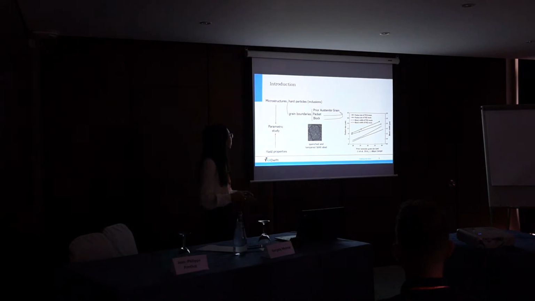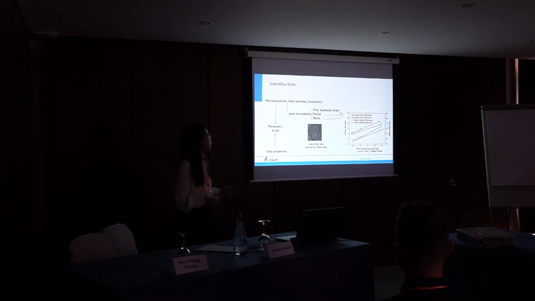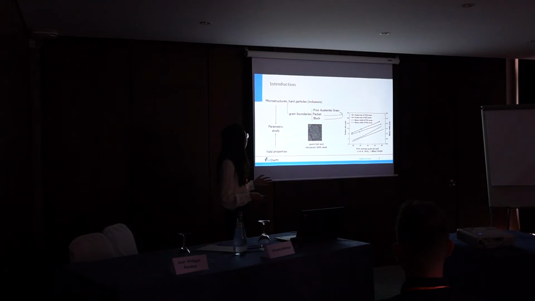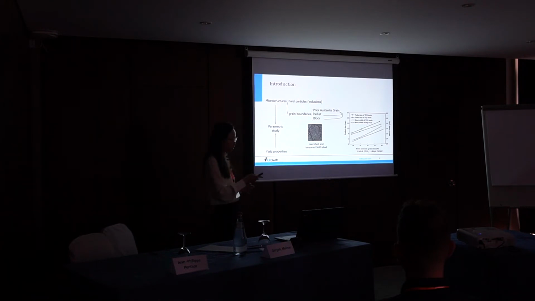There are also findings that the packet size and the block size are in a linear relationship with the prior austenite grain size. So in our model, we use the prior austenite grain size to represent the total effect of the crack resistance. And because the grains and the hard particles both influence the yield properties, we also perform a parametric study of the yield properties on the fracture toughness.